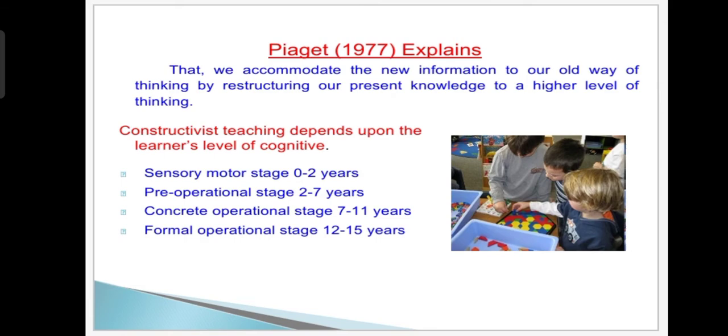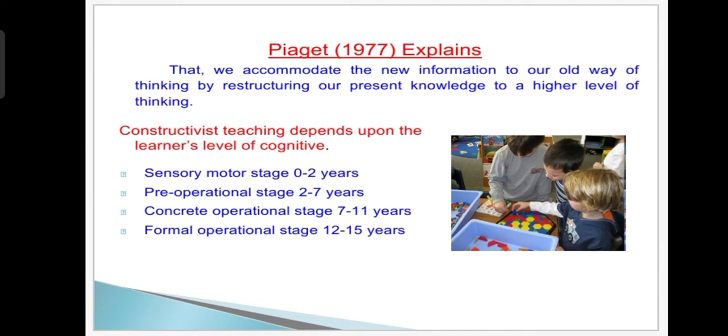Next, the concrete operational stage, or age 7 to 11 years old. The concrete operational stage is the third of four stages of cognitive development in Piaget's theory. This stage, which follows the pre-operational, occurs between the ages of 7 and 11 years and is characterized by the appropriate use of logic.